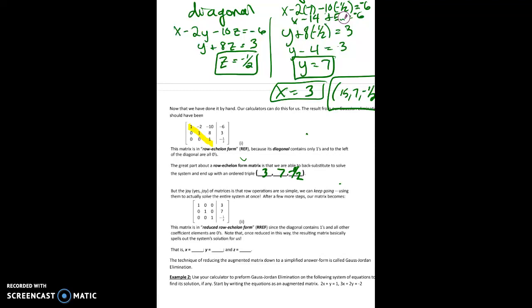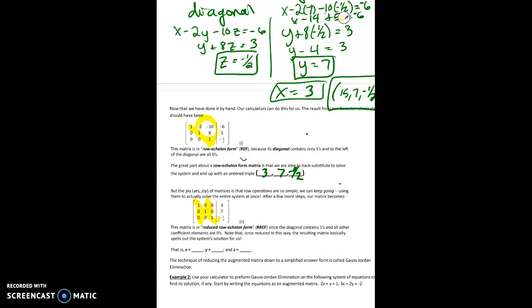Okay. But there is something that's even better. We can keep going using them to solve the entire system at once. So what I want you to notice in this next equation, we do have the row echelon form, but instead of there being numbers above like we had over here, now we have zeros above and zeros below. So this is called row reduced or reduced row echelon form because the diagonal contains ones and all of the others are zeros. So the diagonal is 1 and all the others are 0.